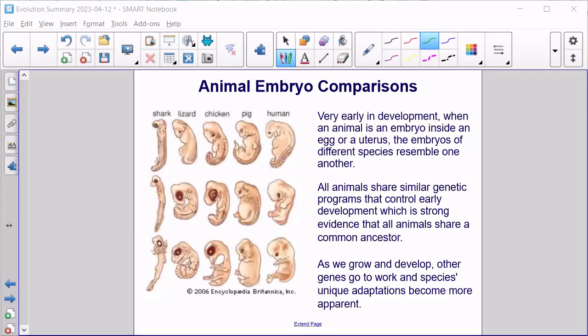Animal embryo comparisons. Very early in development, when an animal is an embryo inside an egg or a uterus, the embryos of different species resemble one another. All animals share similar genetic programs that control early development, which is strong evidence that all animals share a common ancestor. As we grow and develop, other genes go to work and species' unique adaptations become more apparent.